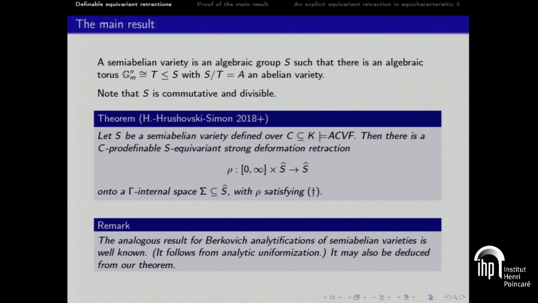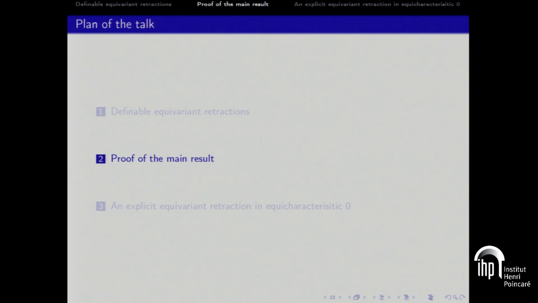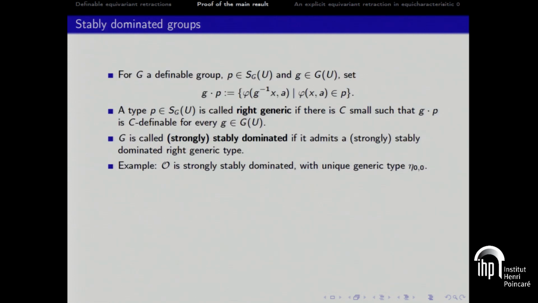Okay, I should say that of course there are some specialists in the audience. For Berkovich analytifications of semiabelian varieties, this is super classical and follows from analytic uniformization. We can also deduce it from our theorem, by the way, without doing complicated analytic geometry. But that's not the point of the talk. The point of the talk is that one can do this definably. Even if there is another theorem in the classical world, the whole point is tameness: one can do this definably.